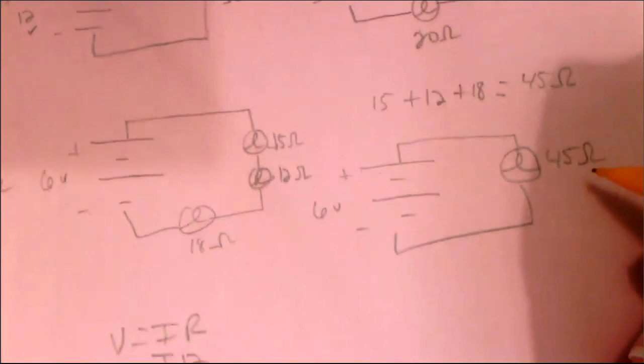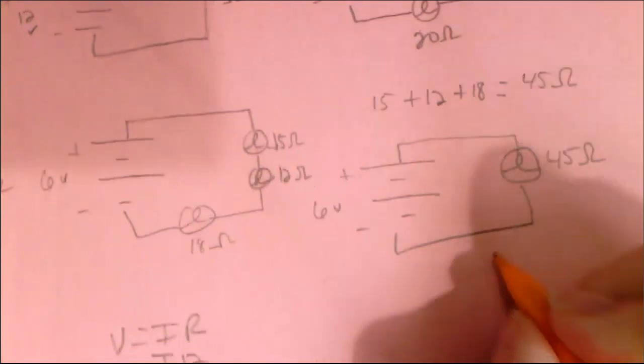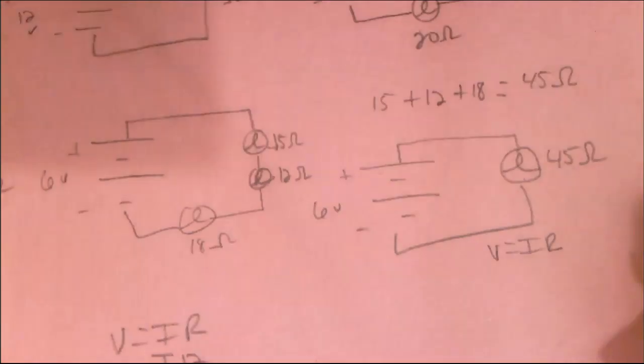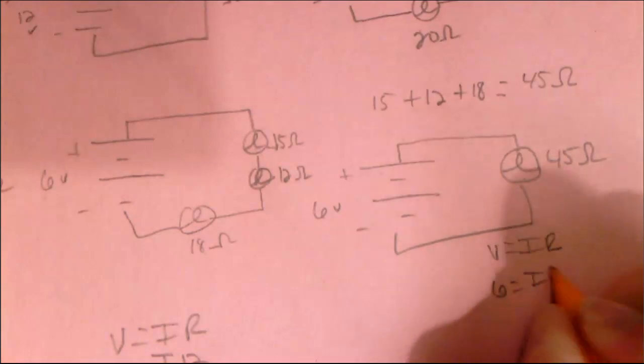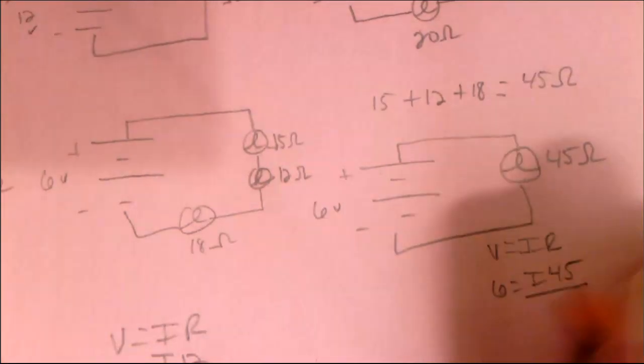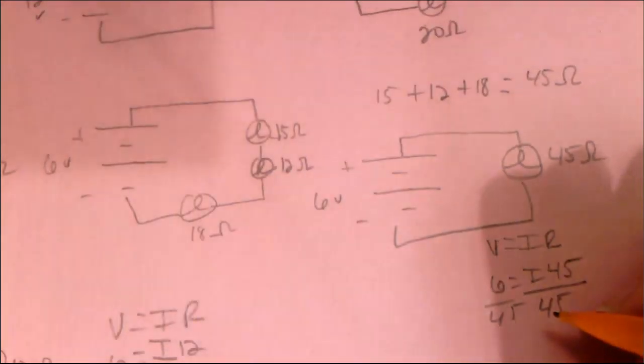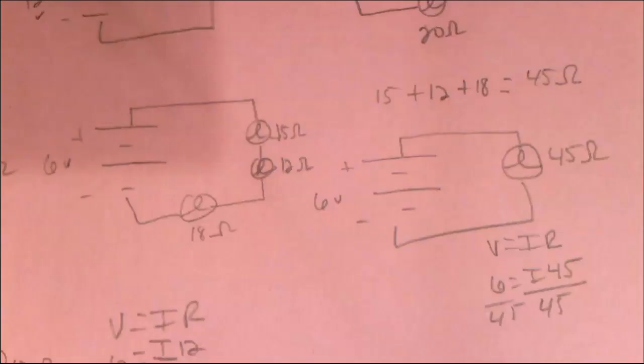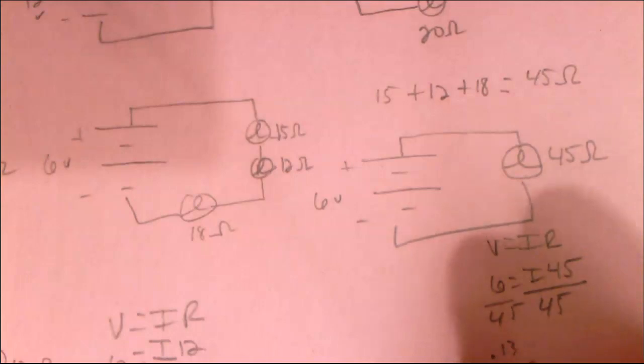Okay, so now if I want to know the current coming from here, again, I use Ohm's law, V equals IR. 6 equals I times 45, right? Divide both sides by 45. And so you end up getting 0.13. Okay, cool.